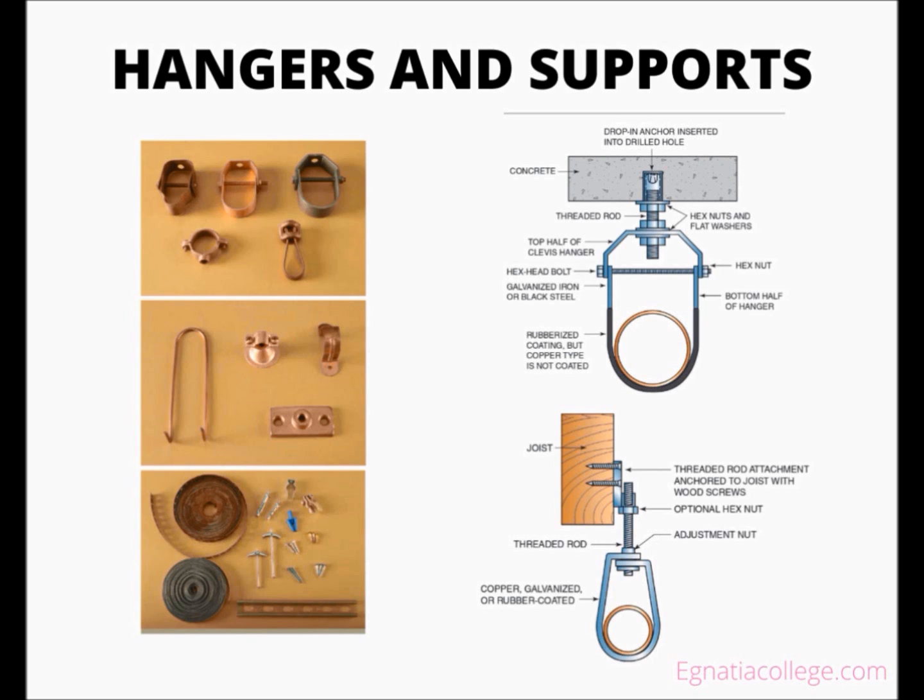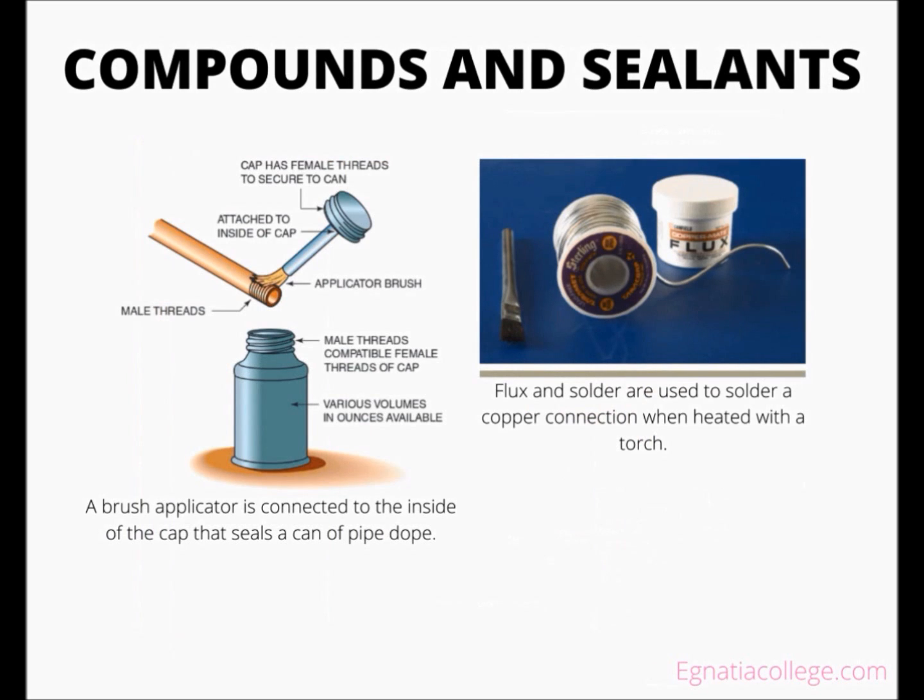Compounds and sealants. A compound used for threaded connections, known as pipe dope, is applied only to the external portion of a male thread before screwing it into a compatible female threaded fitting. A sealant known as Teflon tape that provides the same watertight connection as pipe dope is also used for threaded connections.